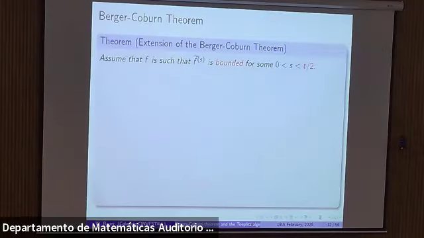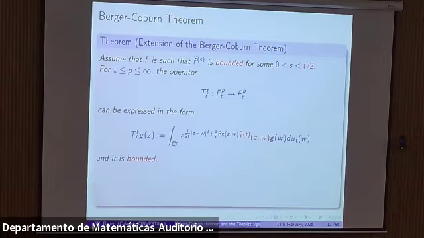And so this is in a way the main idea. And now I just tell you about a small extension of the Berger-Coburn theorem to the case where p is not equal to 2, and where these estimates are basically used, and some interpolation also. So the extension of the previous result is this.